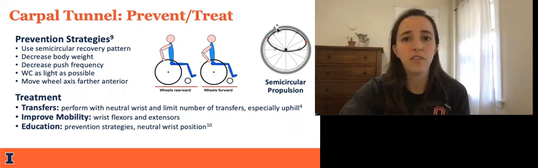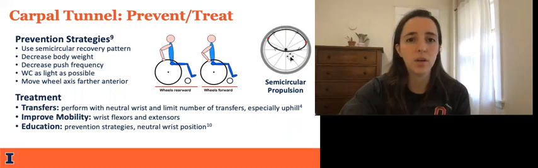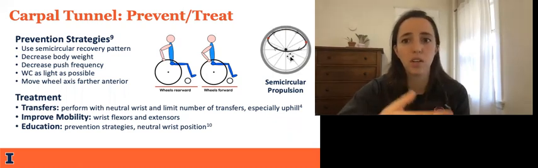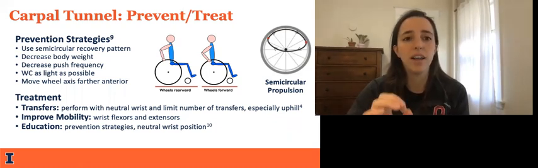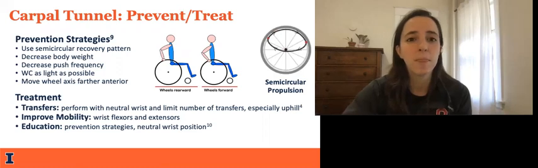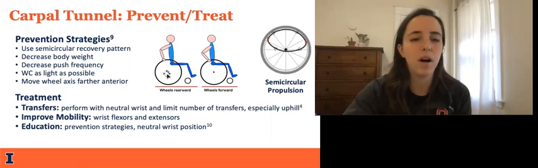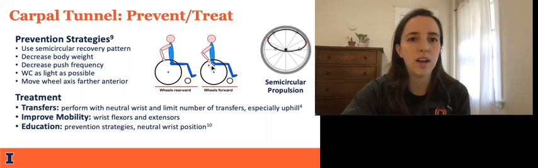So you want long fluid pushes. You don't want short choppy pushes, because then you're going to get more pushes and you're going to have more repetitive stress. You want your wheelchair to be as light as possible. And then to move your axis wheel farther anterior. So if you look at this picture here, you can see that his hips and axis aren't really in line. If you move this wheel anterior, then they'll be more in line and you're getting much less torque on the shoulder and the wrist during this.